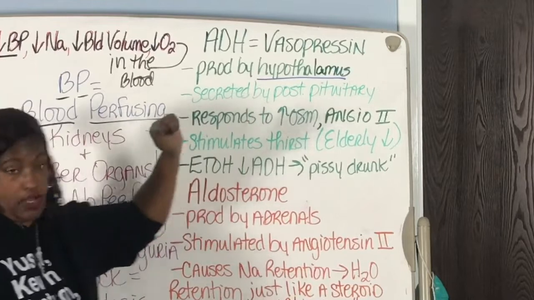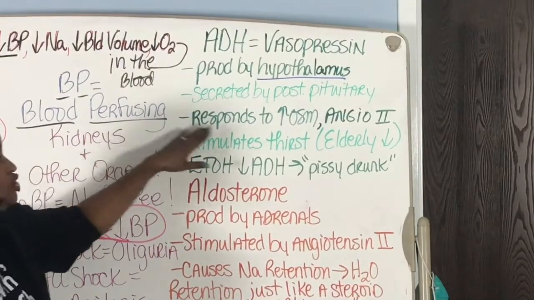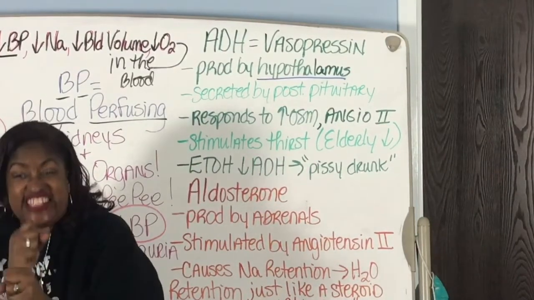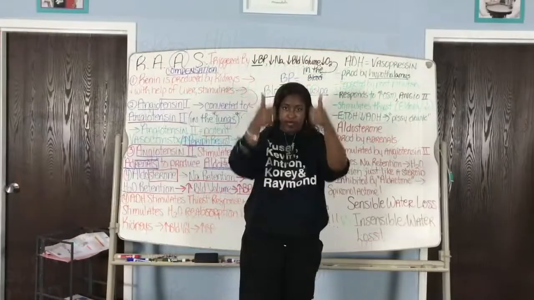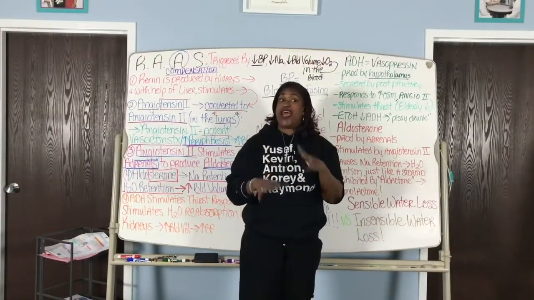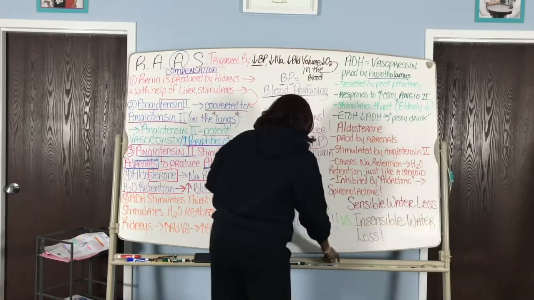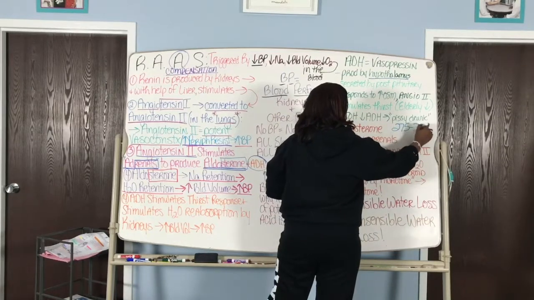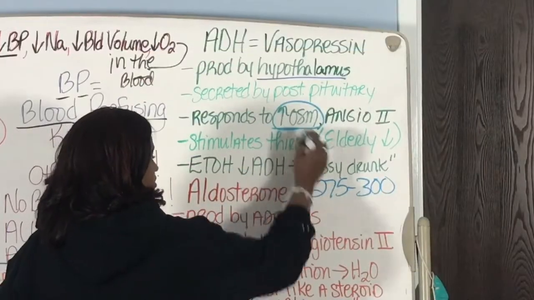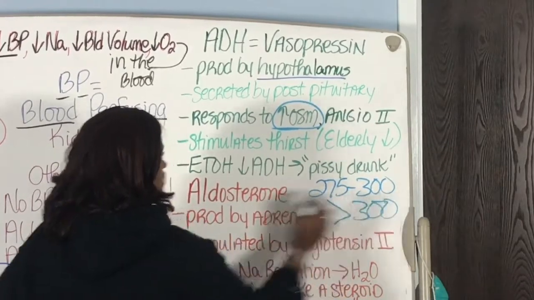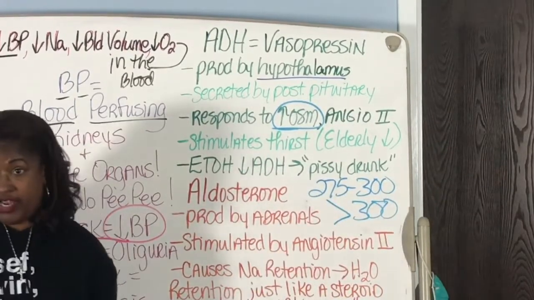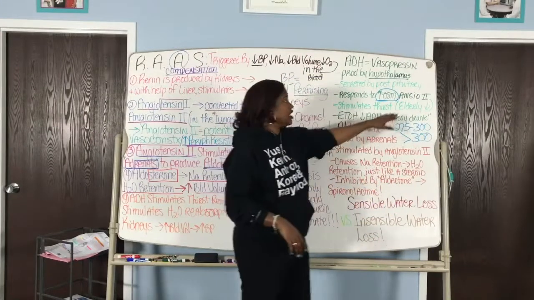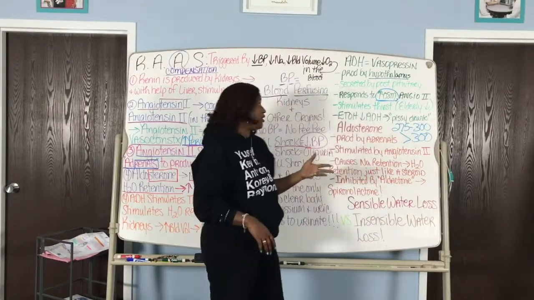Posterior pituitary, okay? Now, it responds to a high osmolarity, which you know is thick blood. Viscous, thick blood is high osmolarity. Think of the word osmolarity as concentration. And remember that a normal osmolarity is around 275 to 300, so if you have a high osmolarity, it's greater than 300. Well, if you have a high osmolarity, viscous, thick blood, that's when ADH is going to come out and play. It also responds to angiotensin 2, stimulating it.